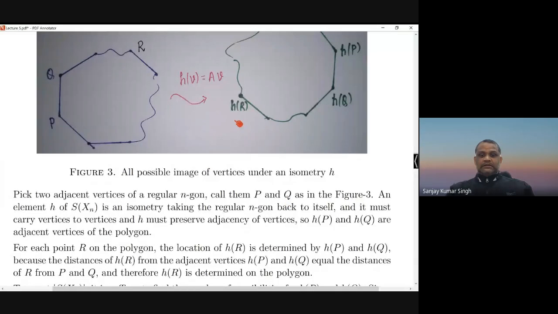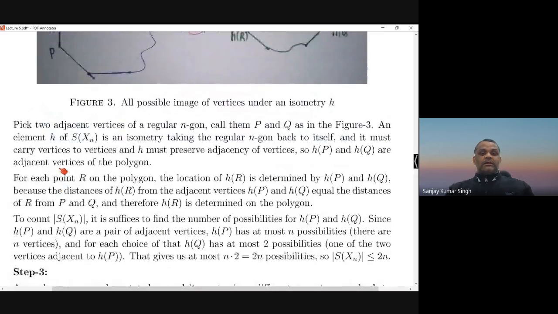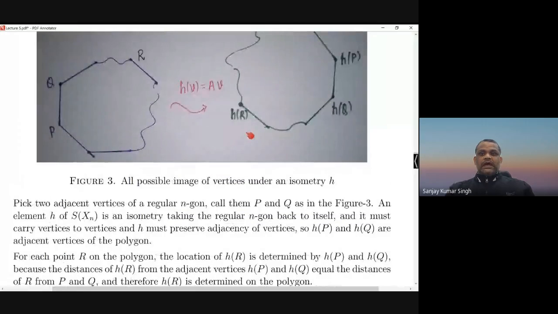As in the figure, an element H of the symmetry group of Xn is an isometry. So it is taking the regular n-gon back to itself, and it must carry vertices to vertices, and H must preserve the adjacency of the vertices. So HP and HQ are adjacent vertices under the isometry H of the polygon. Now for each R on the polygon, the location of HR is also determined by the location of HP and HQ. Why?